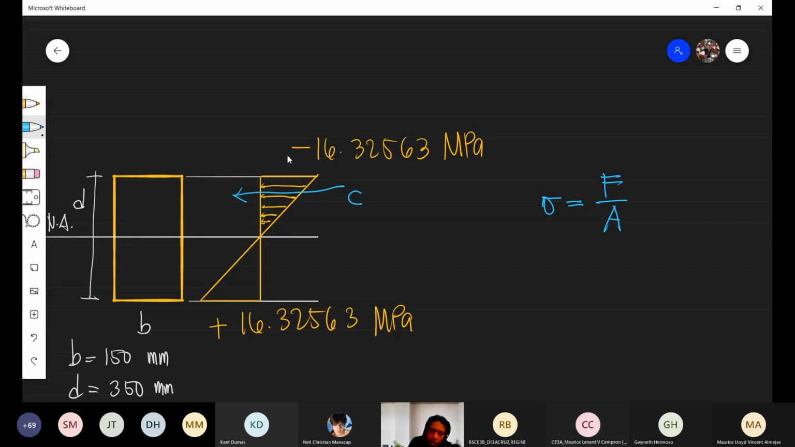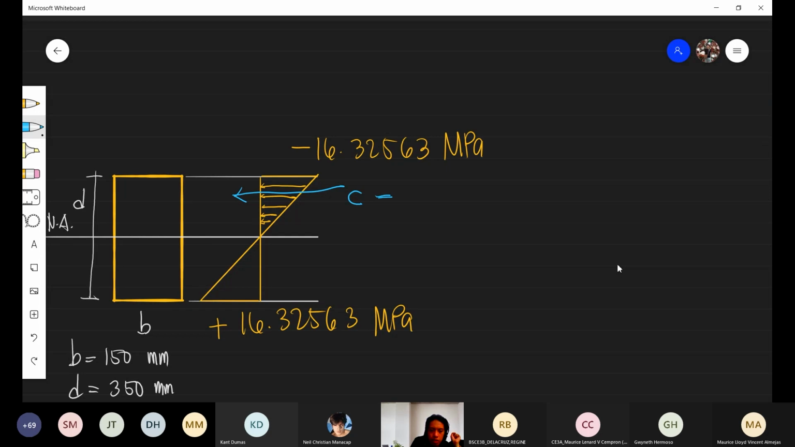Now we have the stress and we want to represent the stress in terms of its equivalent force. Based on this formula, if we are solving for the force, the force is equal to the stress times the area. So how do we do that? Compression is equal to stress times area.